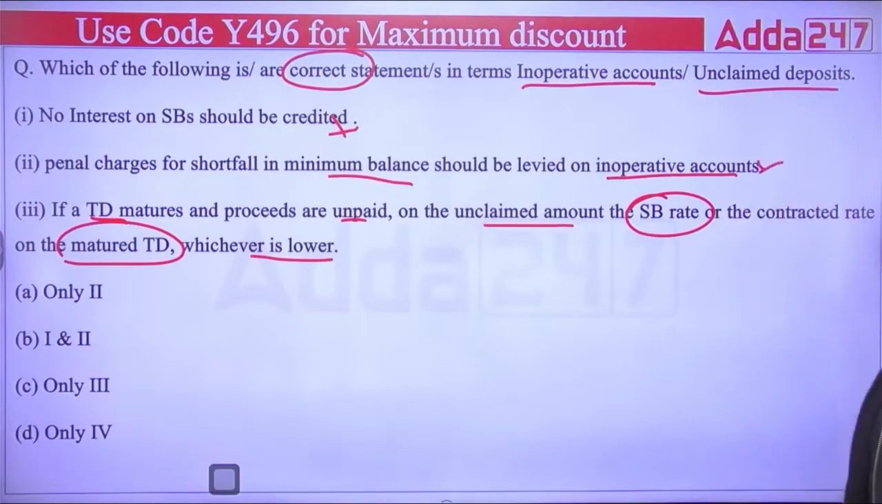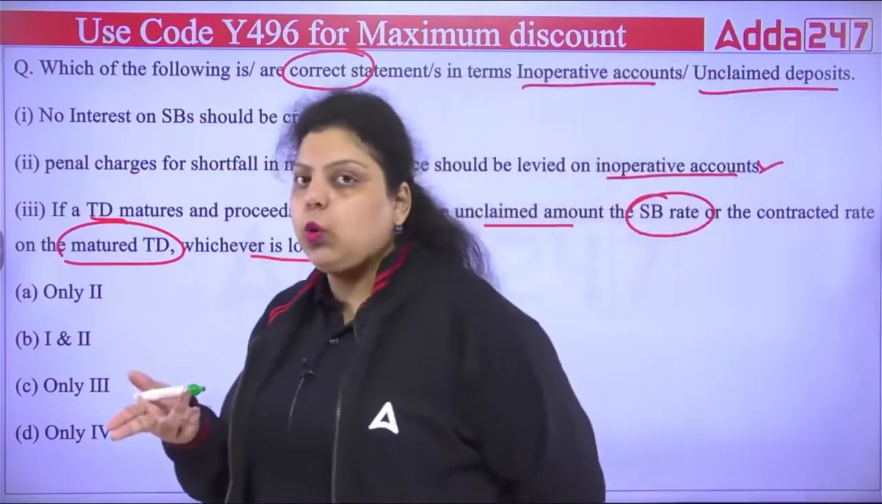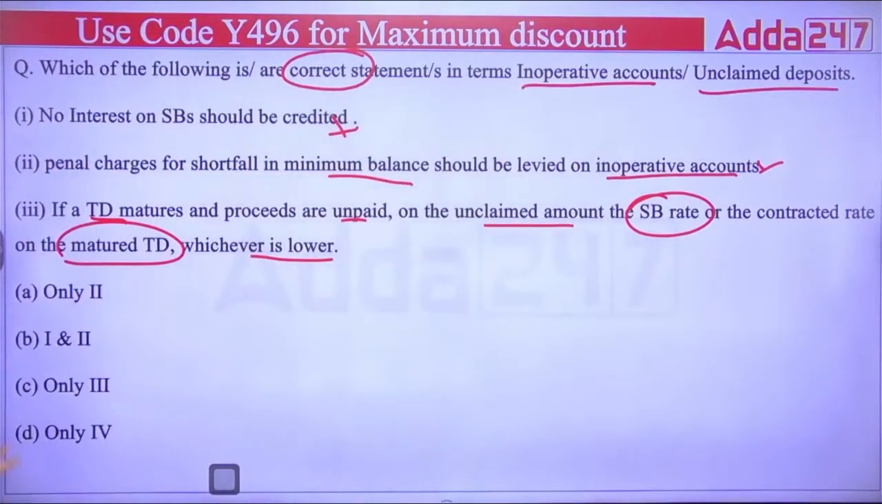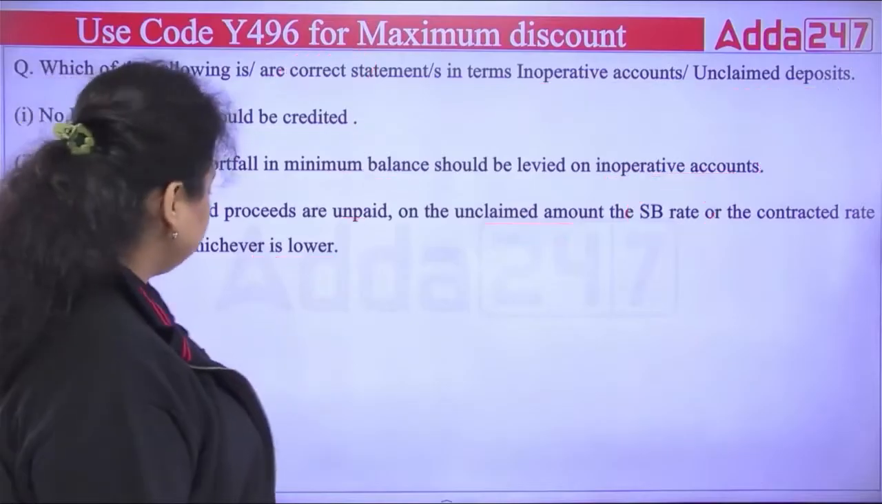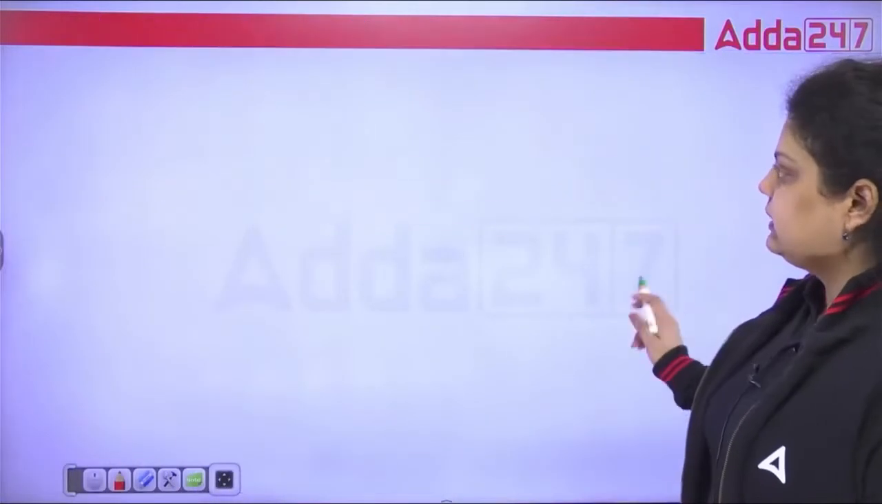And the third one is true, that if a term deposit matures and proceeds are unpaid or unclaimed, the savings bank rate or the contracted rate on the matured term deposit, whichever is lower, will continue to be paid by the bank. And the right answer will be your C option, that is only third. Okay, the right answer will be C, that is only third. Next.